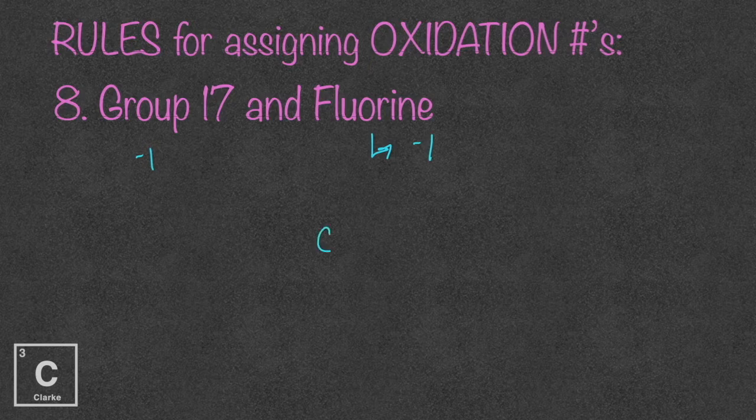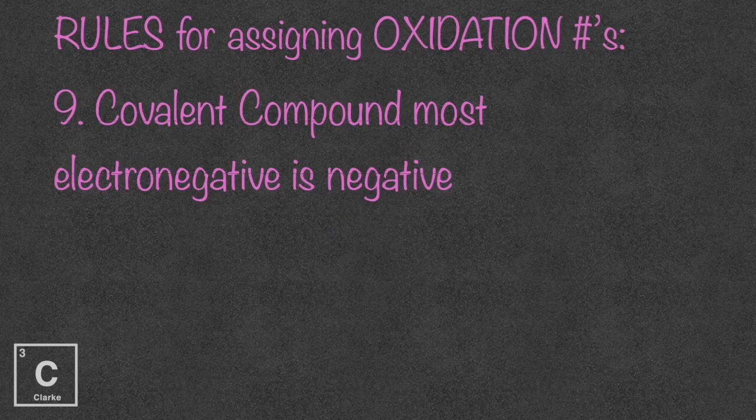So let's just say, for example, you had a chlorine and a fluorine. I just made that up. I bet that doesn't even exist. Fluorine would be in the negative seat, so chlorine would now be in the positive seat because all compounds are to be assumed neutral. So group 17, almost always -1, unless it's with fluorine, then fluorine must always take that negative role. We've already said this, but I wanted to make sure and say this again.